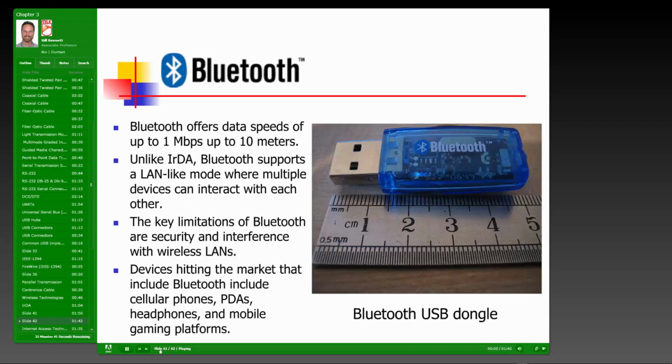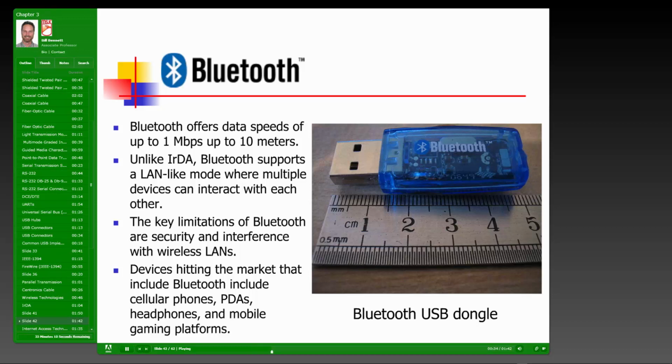The data rate on Bluetooth is up to 1 megabit per second for a distance of about 10 meters. We don't generally use Bluetooth for networking, although the Bluetooth technology is capable of interoperating in a LAN-like mode where multiple devices can all interact with each other. But due to the slow speed, the 1 megabit per second, it's not outstanding for that particular purpose.